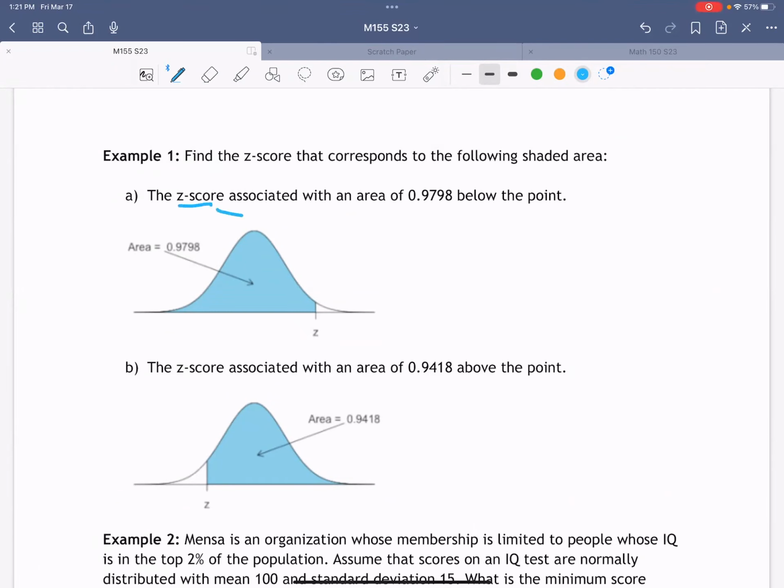Remember, a Z-score always has a mean of 0 and a standard deviation of 1, right? That's always true for Z-scores, okay? Well, I want to find an area of 0.9798 below. And based on the picture, I'm given an area that's shaded to the left. So it looks like Minitab can understand left questions. They're always good with below questions. We don't have to do anything to that area before we do the question. So it looks like we're all set up. Okay, let me show you what you do if you want to do this question.